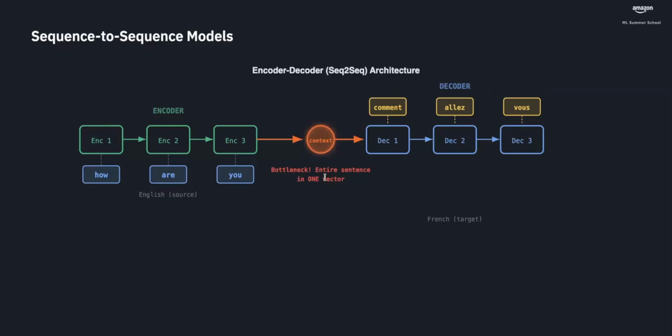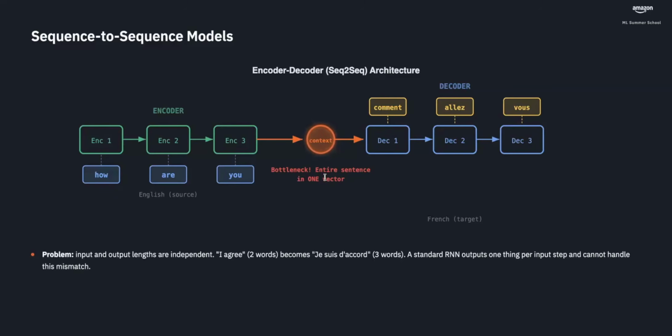The problem that sequence to sequence solves is this. Every model we have covered so far produces one output per input step. Feed in 5 words, you get 5 outputs. But most real tasks do not work that way. When you translate "I agree" to French, you get "Je suis d'accord." 2 words in, 3 words out.